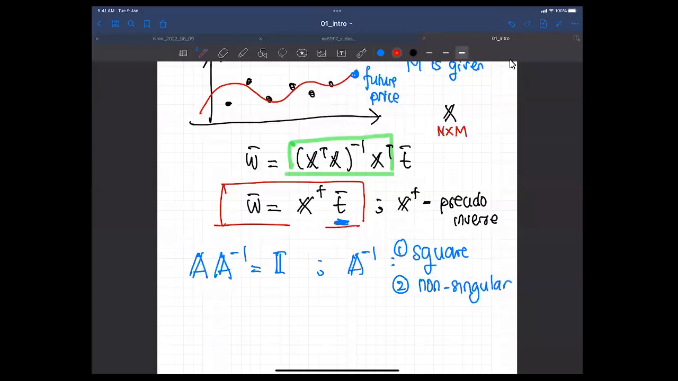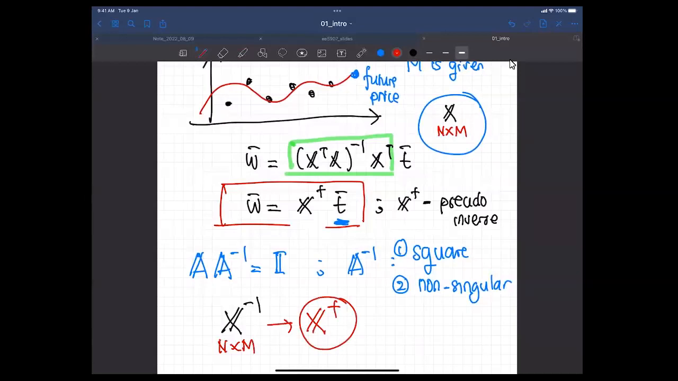So if it is not square like this, what can you do? If you want to invert X, which is not square, which is N by m, what do you do then? Yes, you have to use the pseudo inverse. One definition of the pseudo inverse is this one. That's how you make X invertible even though it's not square.